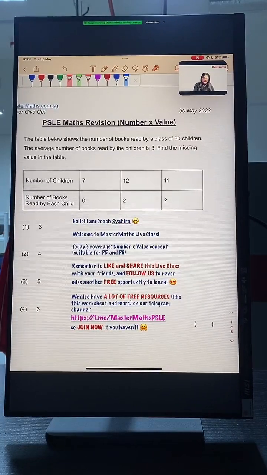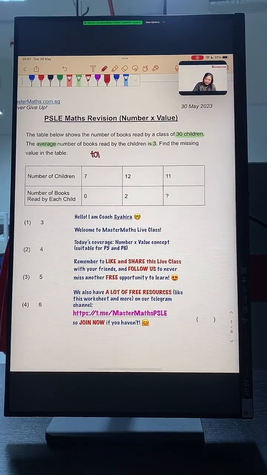Alright, so let's take a look at question 1. Question 1 is more straightforward here. The table below shows the number of books read by a class of 30 children. So let's highlight this, 30 children. And the average number of books read by the children is 3. So if I have average, I have number, I can actually find a total. So the total number of books would be 30 times 3 to give us 90.